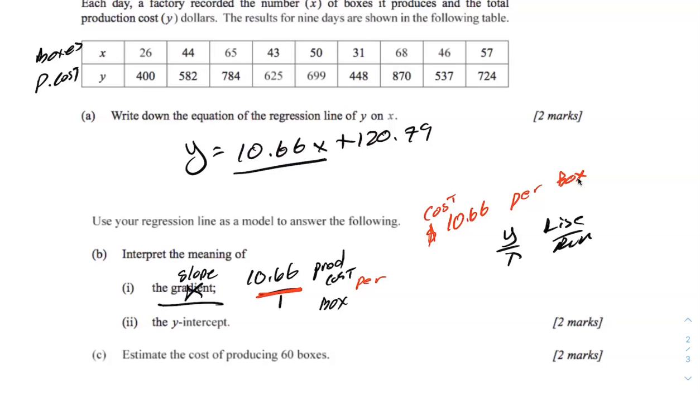And I just got that from the slope, right? Slope is y over x. So here's my slope. So y over x. And what does y mean? Production cost. What does x mean? Boxes. The y-intercept. So the y-intercept is when x is 0. So my y-intercept is this guy. So kind of the same idea, right? That's my y-intercept. That's $120 to make 0 boxes.